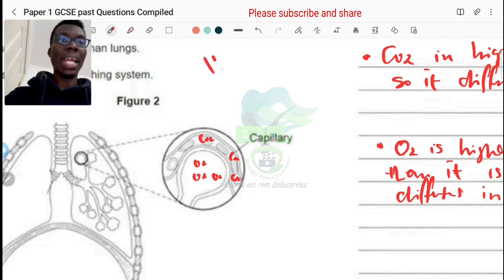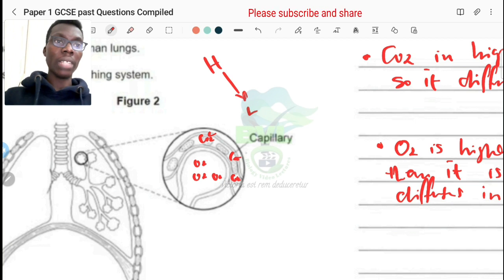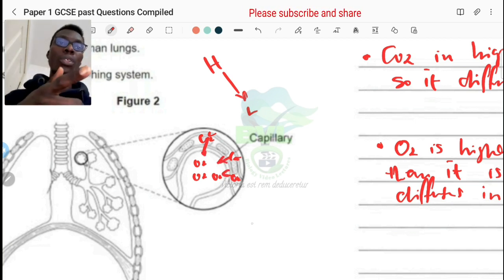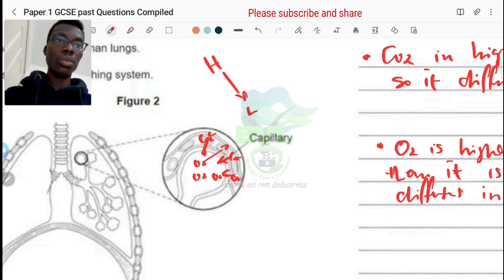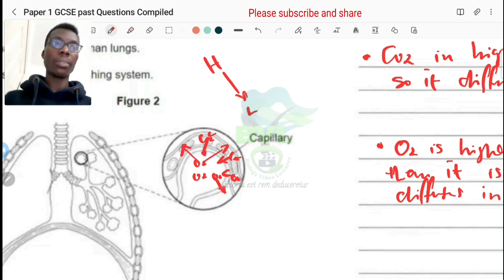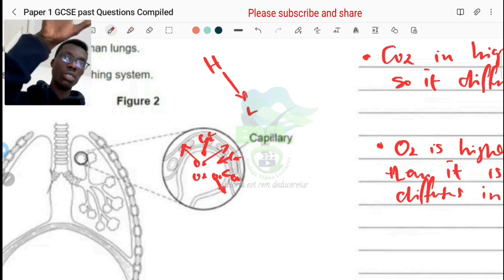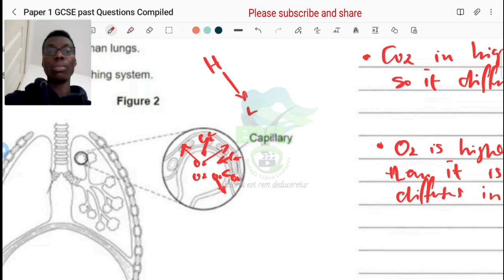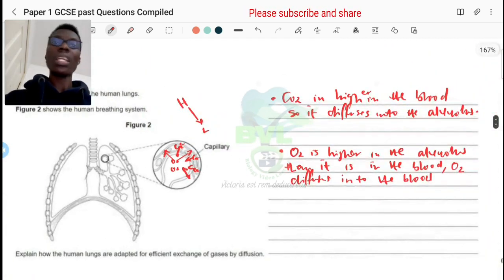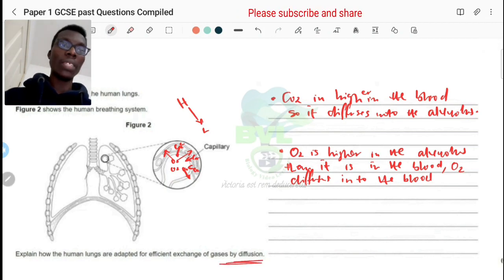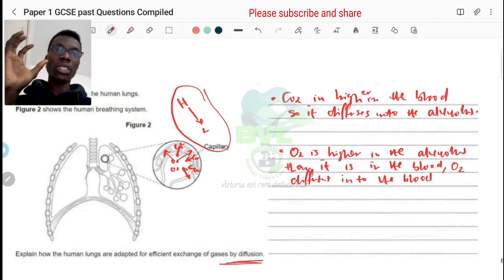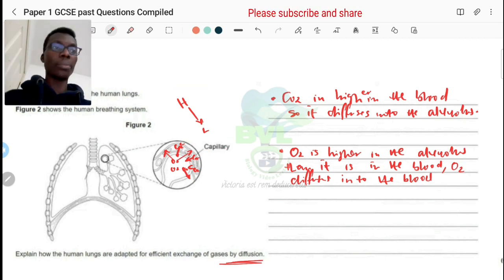So the law of diffusion is from high concentration to low concentration. We have more carbon dioxide here, so it moves this way because it's higher. And we have more oxygen in the alveolus than in the blood, so it moves this way. Basically speaking, it's a gas exchange. Oxygen is higher in the alveolus, it moves to the blood. Carbon dioxide is higher in the blood, it moves into the alveolus. That's what you're meant to explain, because it says by diffusion. So you're meant to make reference to this law, higher somewhere, lower somewhere. All right, okay.